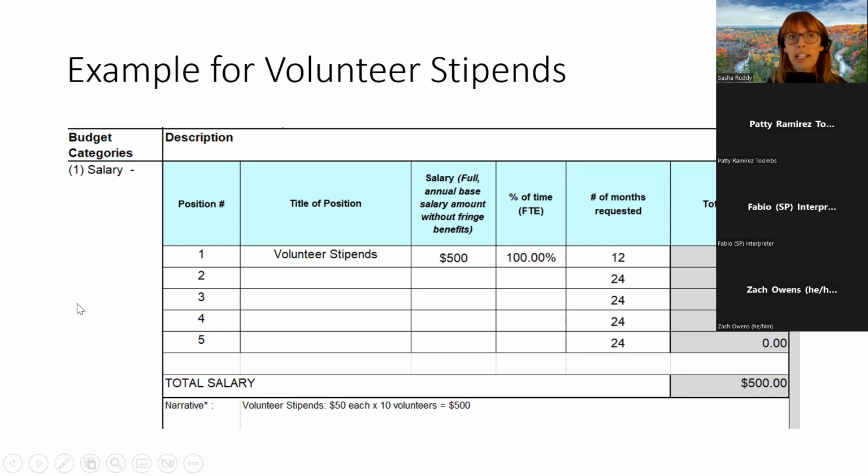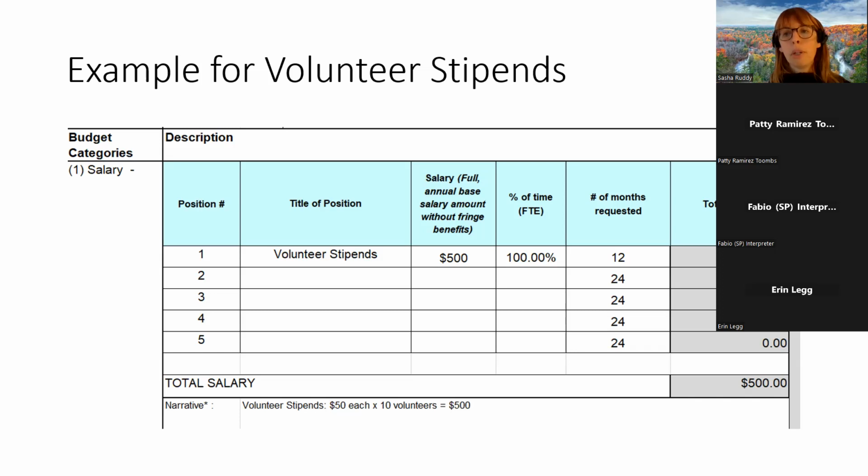This next slide is an example of what we would like to see if you are honoring your volunteers through gift cards, stipends, or cash. So we see that the title of position is volunteer stipends, that we are paying them $500, that it's 100% of the time. And for these volunteers, it's only 12 months that the organization needs their help.